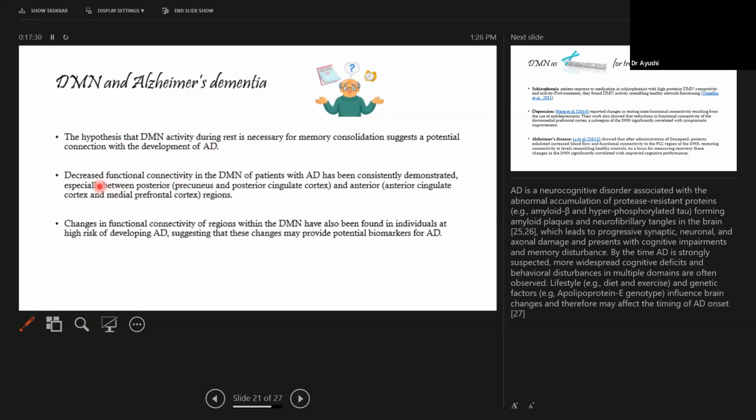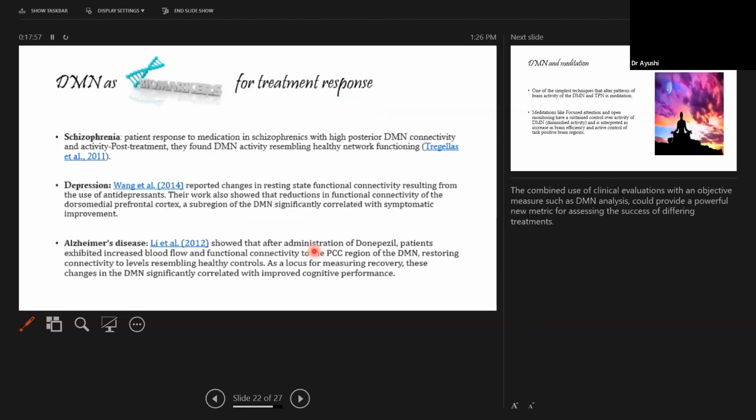Alzheimer's dementia. Decreased functional connectivity in the DMN of patients with Alzheimer's dementia has been consistently demonstrated, especially between the anterior and posterior regions. Changes in functional connectivity of regions within the DMN have also been found in individuals at high risk of developing Alzheimer's disease, suggesting that these changes can even serve as biomarkers for Alzheimer's disease. There is hypoconnectivity here.